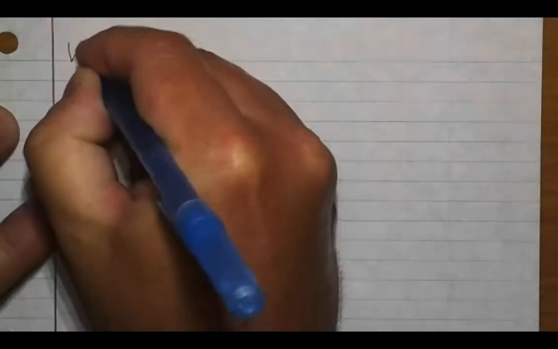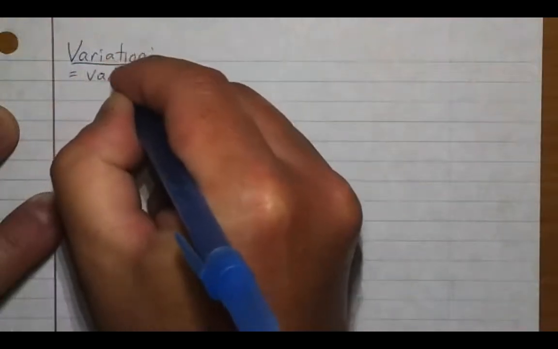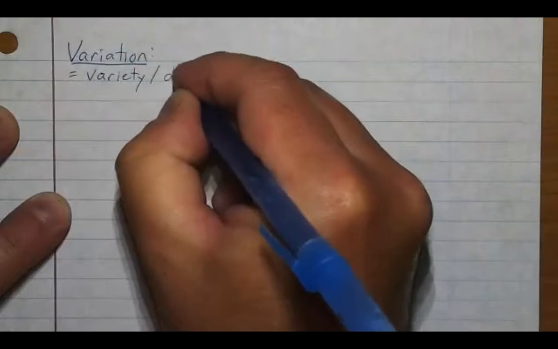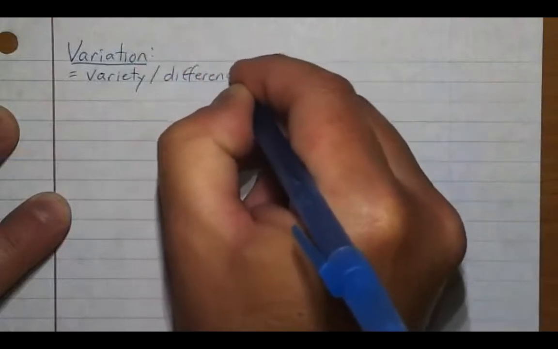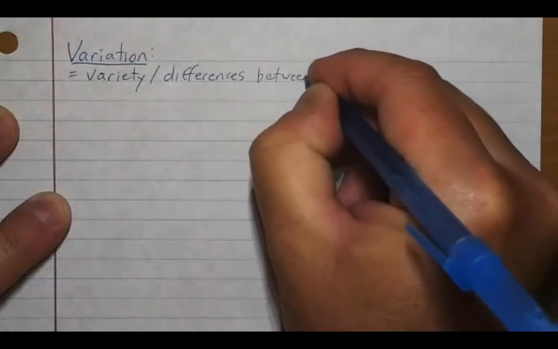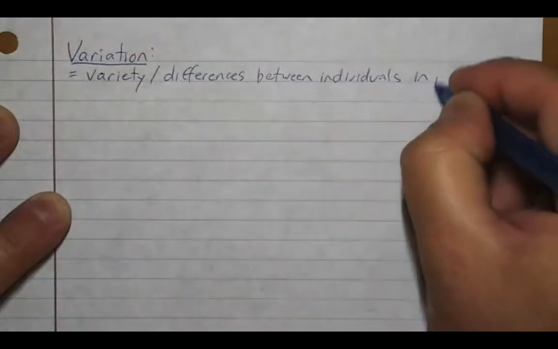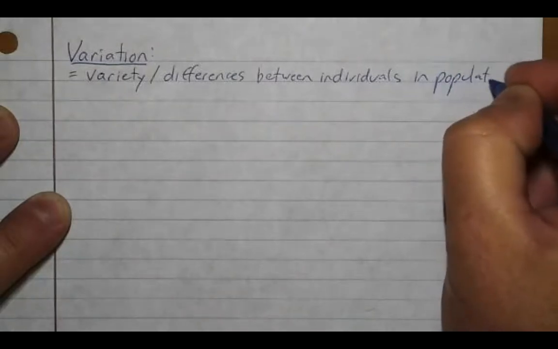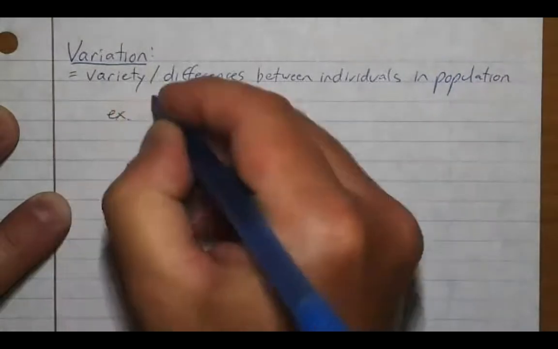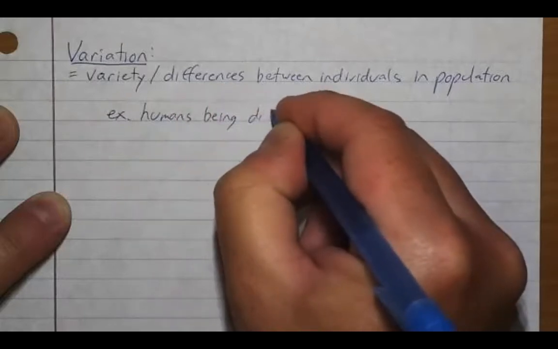Okay, so the word you want to get stuck in your brain this week is variation. What does variation mean? It means variety or differences between individuals in a population. Any population. Now, we always think about humans, so let's talk about humans being different from other humans.